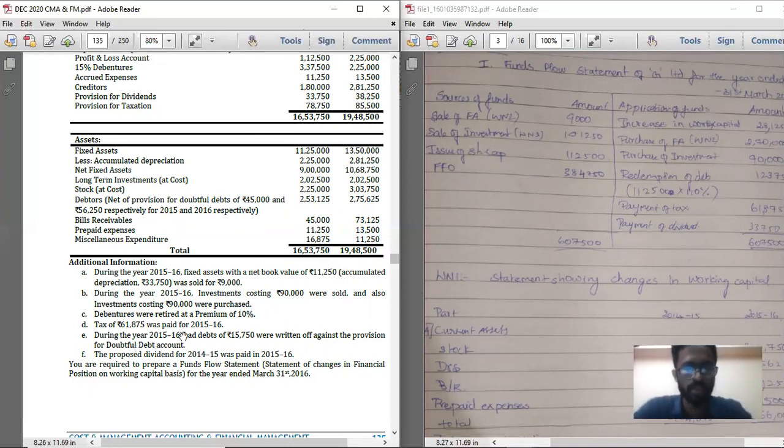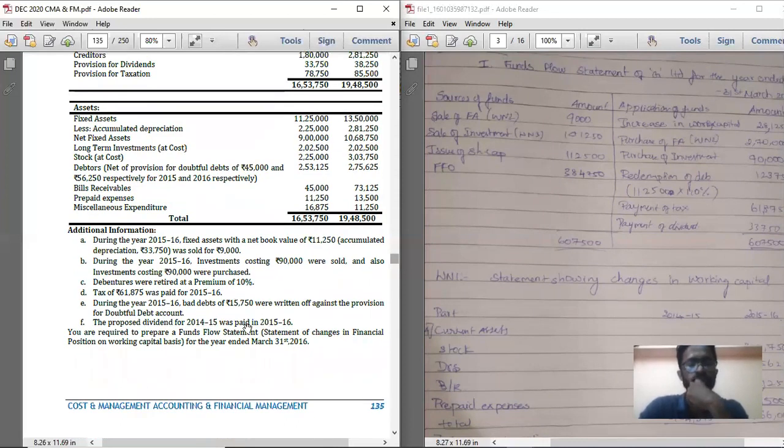Then point number E, during the year 2015-16, bad debts 15,750 were written off against the provision for bad debts account. So previous year 45,000, written off bad debts is 15,750. How much is the remaining? 29,250. But closing provision for bad debts is 56,250. So 56,250 minus 29,250, you are getting 27,000. So that has been transferred during the current year. So in the P&L adjustment account, to provision for doubtful debts, you should take 27,000.